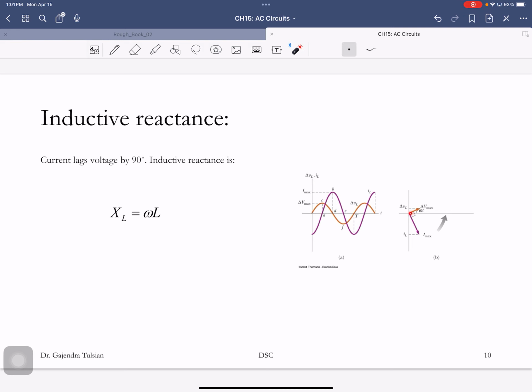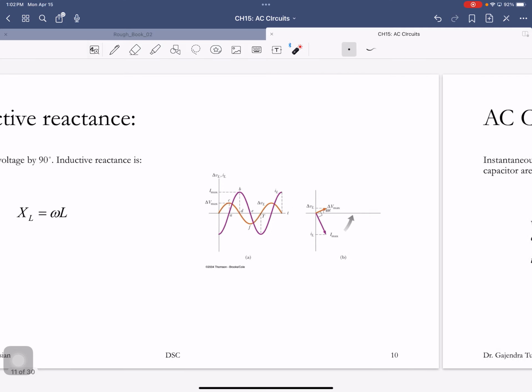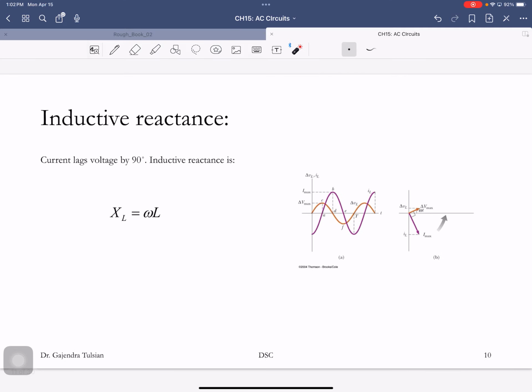And here's the phasor diagram. Here's the voltage vector, and here's the current vector, and that thing is rotating. The instantaneous voltage is the y component of that, and the instantaneous current is the y component of the current, at any instant. All right, so again, reactance or impedance is the generalized term. The inductive reactance is omega L. The reactance is frequency dependent. Very important. And the current lags the voltage by 90 degrees.